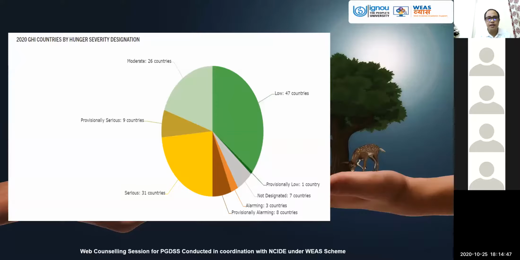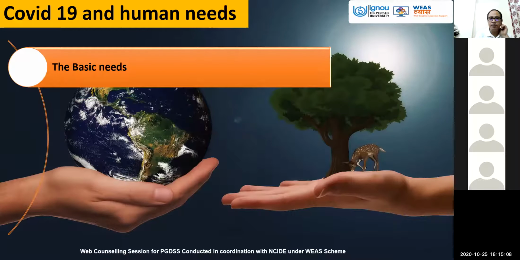In the latest hunger report 2020, we find that 47 countries have a low hunger index, 31 countries serious, and 26 countries moderate. This is based on the Global Hunger Index report.